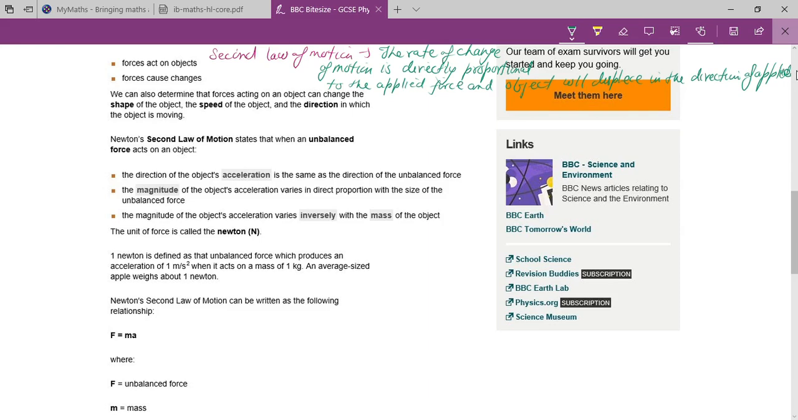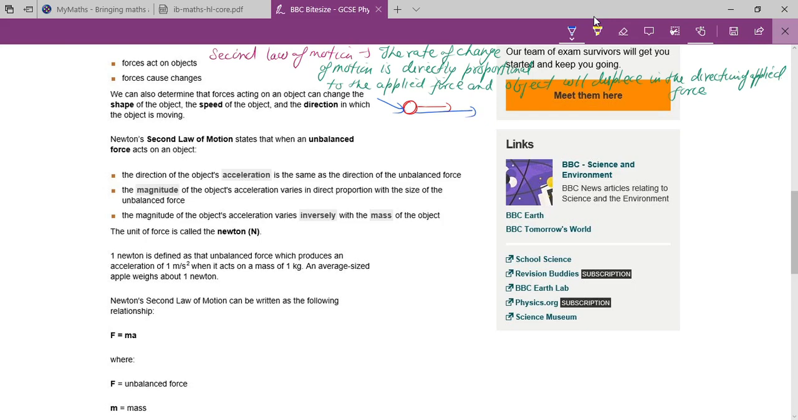Wait, I have to write it again. Direction of applied force. What does it mean? It means that suppose there is an object that is moving in the forward direction. If you apply a force on it, then it will accelerate quickly, or not?